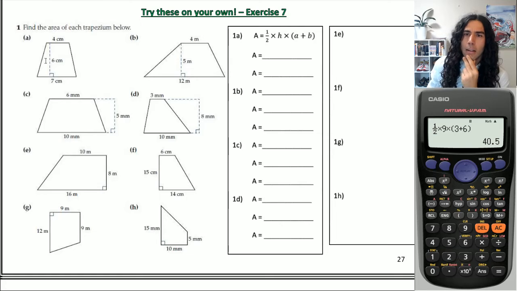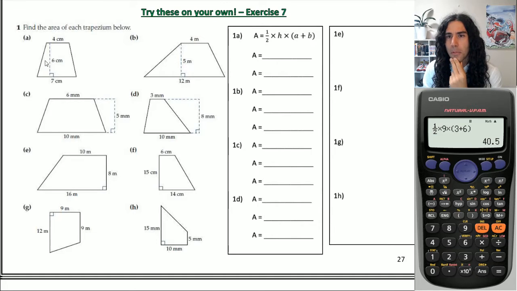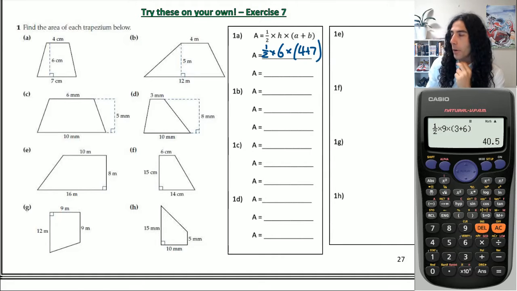All right, 1a: half height times a plus b. Substitute: half times the 6 times the 4 plus 7, and then go straight to the calculator. We don't have room there to start doing it. 1 over 2 times by the 6 times by the 4 plus 7. So it's 33 units, centimeters squared.